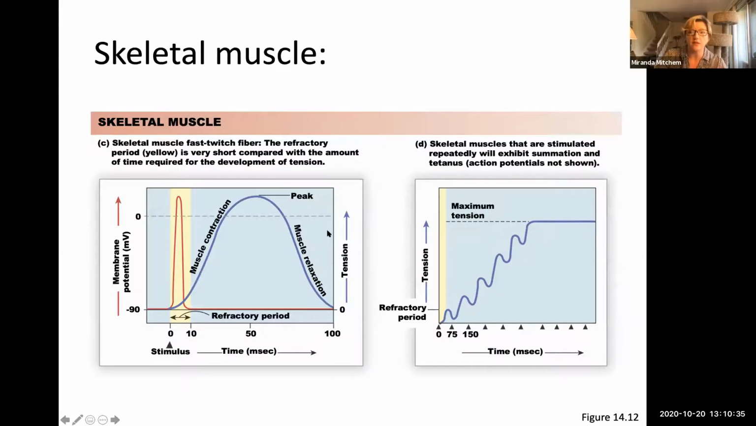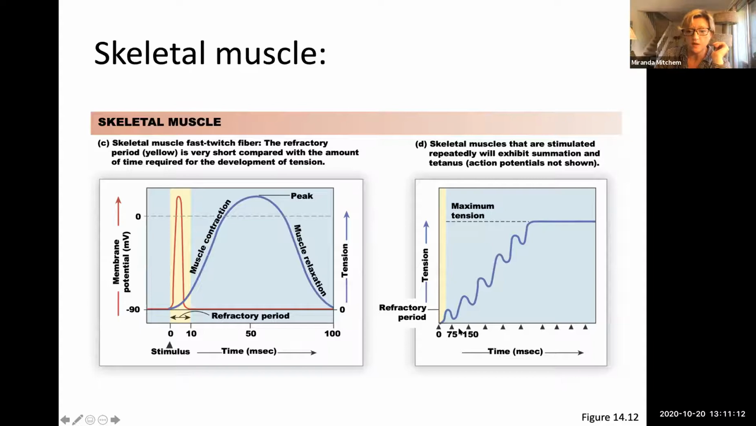Let's compare that with skeletal muscle. So here's the action potential of the skeletal muscle, followed by the contraction of skeletal muscle. And our refractory period for skeletal muscle is much shorter. It spans that action potential time, but not the muscle contraction. So this is why we can get summation and tetanus in skeletal muscle, but not in cardiac muscle. It's not possible to sum leading to tetanus in cardiac muscle.